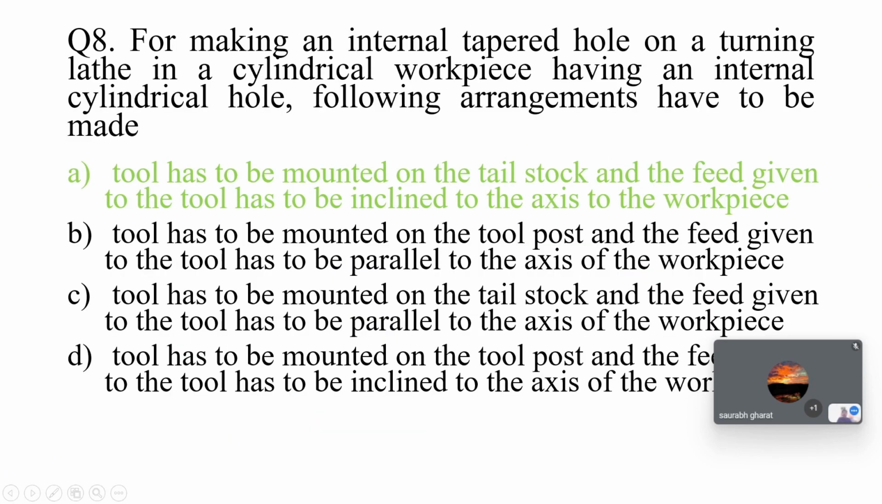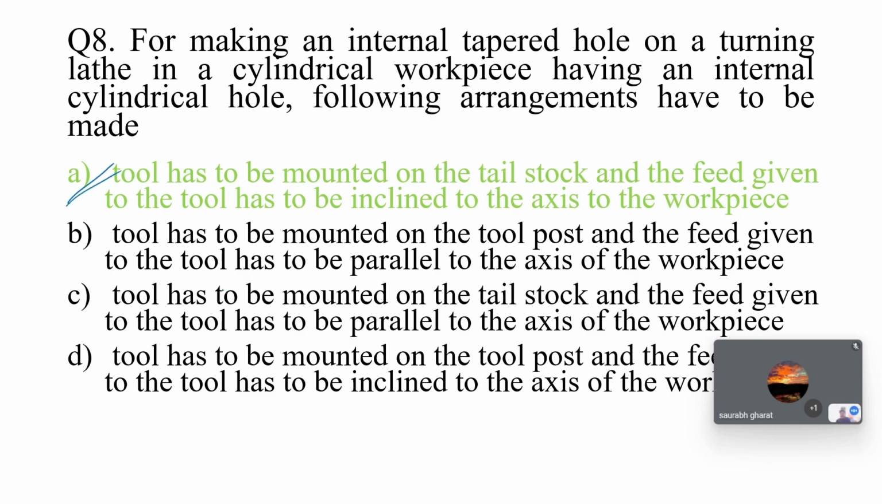So this is the eighth question. For making an internal tapered hole on a turning lathe, with a cylindrical workpiece having an internal cylindrical hole, the following arrangement has to be made. Okay, so the tool has to be mounted in the tailstock, and the feed given to the tool has to be inclined to the axis of the workpiece. Okay, this is correct.